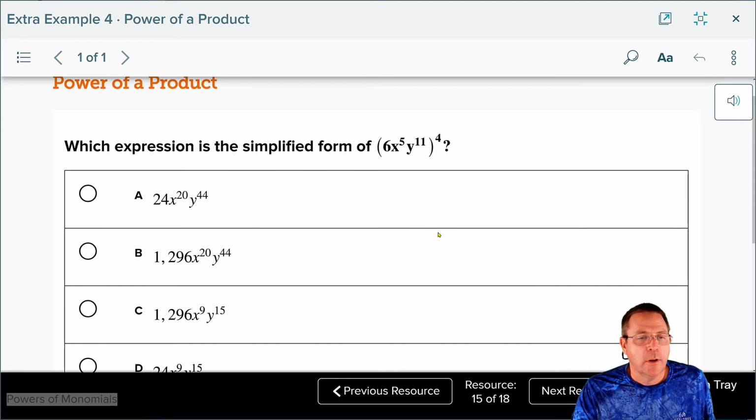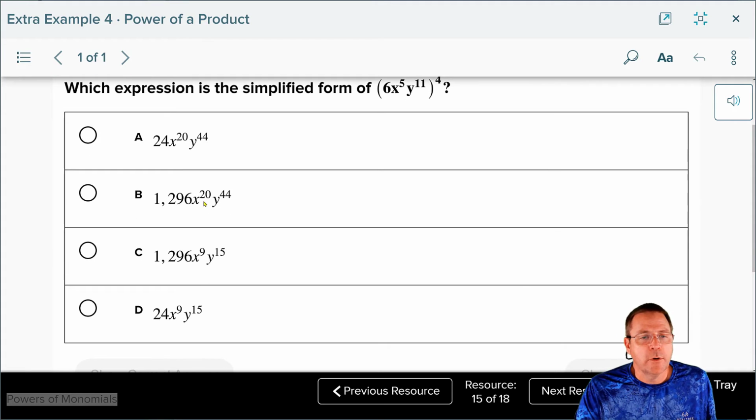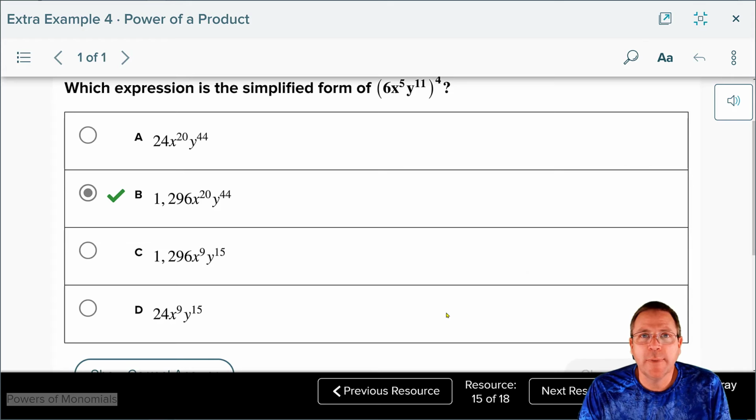Jump over here. We have two possibilities. We have the 1,296, but only one of them has the right exponents. Answer B is going to be what you're looking for.